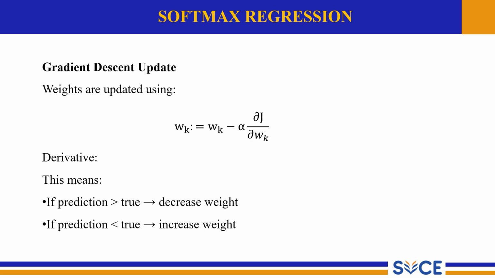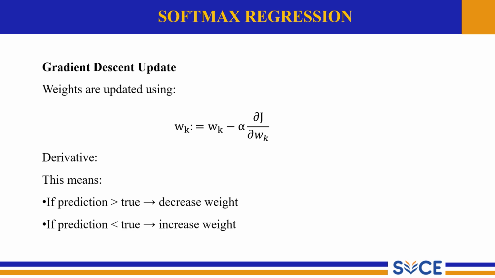Gradient descent update in multi-class logistic regression. To train the model, weights for each class are updated using gradient descent: Wk = Wk - alpha * ∂J/∂Wk. Here J is the cross entropy loss, alpha is the learning rate, and Wk is the weight vector for class k.